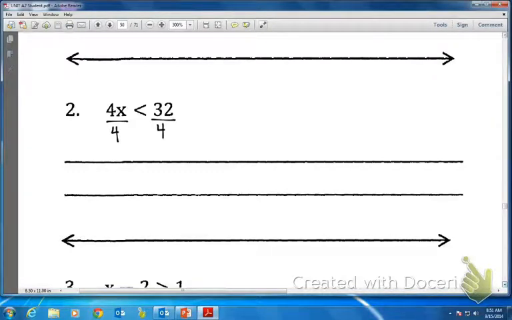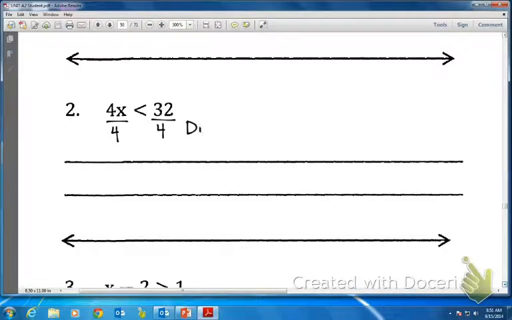Just a little side note right here. I'm not going to go into it in too much depth right now, but if you ever had a problem where you had to multiply or divide by a negative number, you just have to remember that you have to switch the sign. So if this was dividing by negative 4, then this would switch from less than to greater than. So whenever you're multiplying or dividing by a negative number, you always have to switch the sign. Right now we're dividing by a positive number, so we're okay. We don't have to switch it, but just keep that in mind. Multiplying or dividing by negative means to switch the sign.